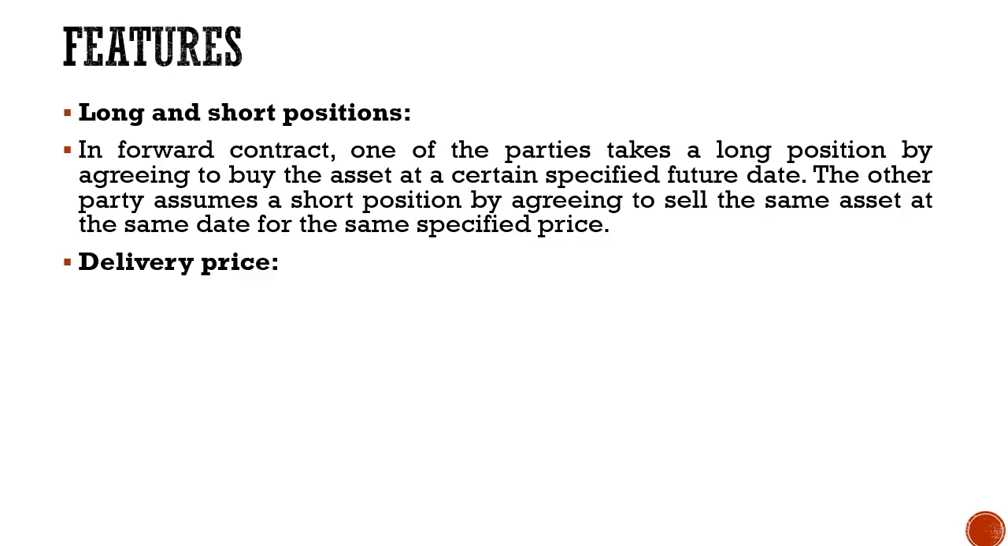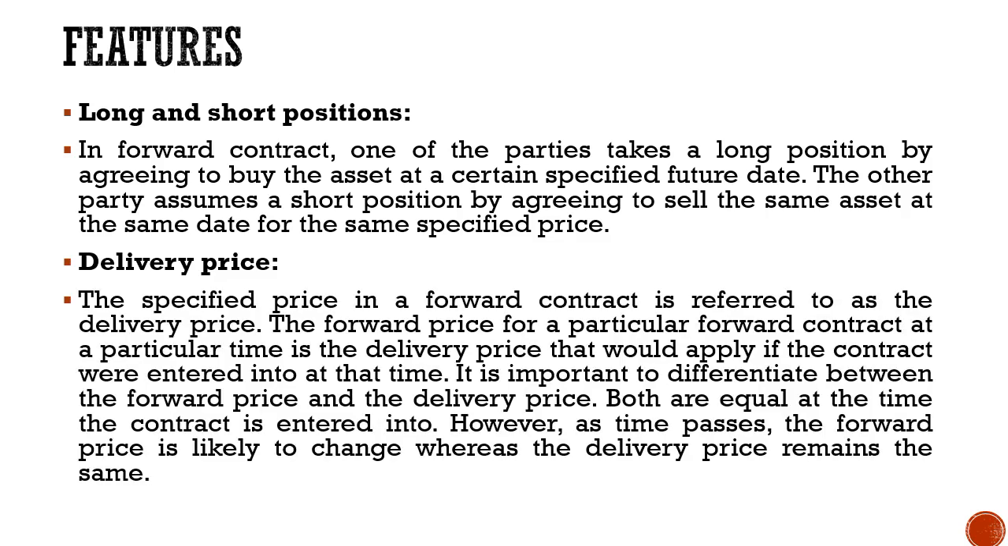Next, delivery price. Now this is a very important point under the features of a forward contract. The specified price in a forward contract is referred to as the delivery price. The forward price for a particular forward contract at a particular time is the delivery price that would apply if the contract were entered into at that time. Now it is very important to differentiate between the forward price and the delivery price. Both are equal at the time the contract is entered into. However, as time passes, the forward price is likely to change whereas the delivery price remains the same.